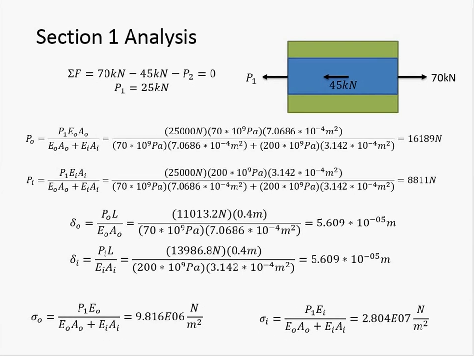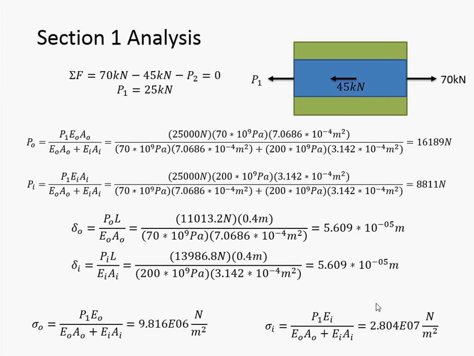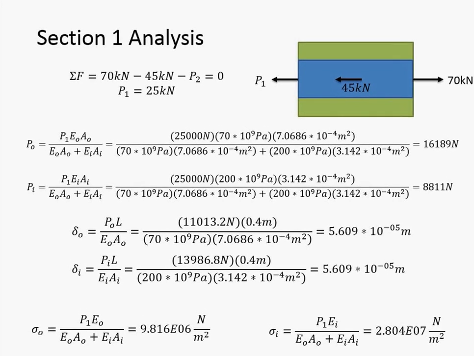Same exact type of analysis, same equations and everything. The only difference is now in section 1 we have also that 45,000 Newton load in compression. So it really just comes down to summation of forces. Now our reactionary load for section 1 is only 25,000 newtons. Plug that into the same equations, follow the same process, and you will find all of your information.